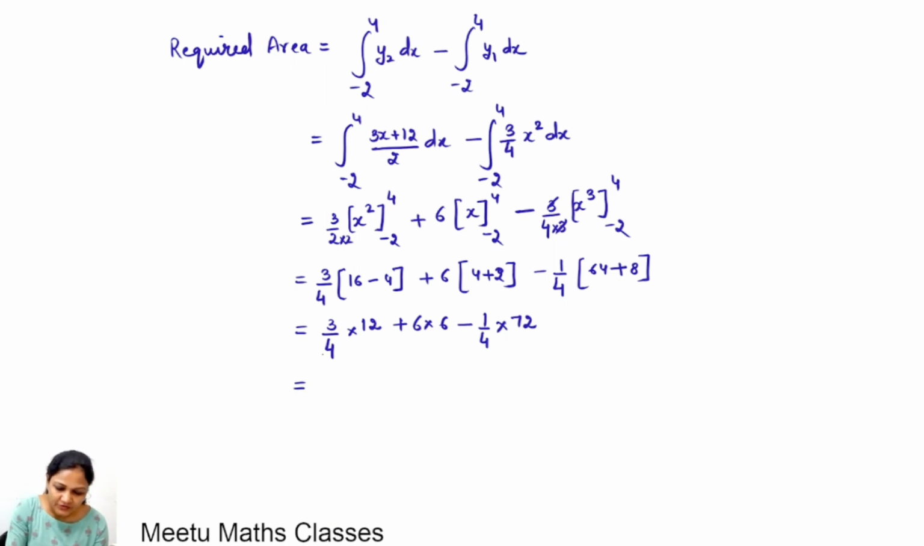Okay, so this is 9 plus 36 minus 18, and this is equals to 36 minus 18 is 18. 18 plus 9 is 27. So your required area is 27 square unit.